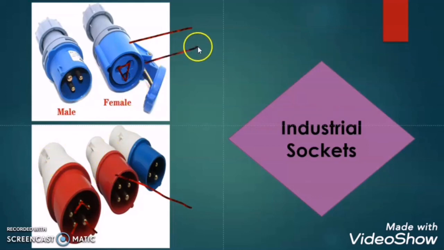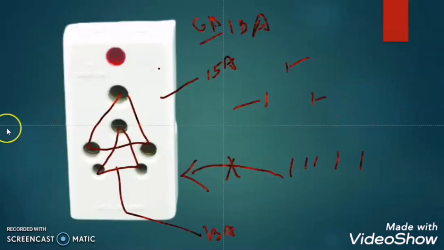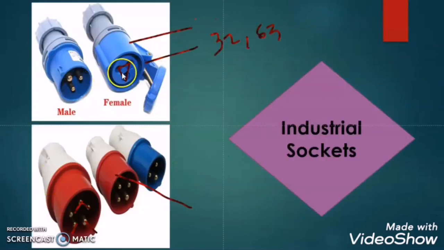And if you have a load of, suppose, 32 ampere or 63 ampere, then you cannot go for these kinds of plugs and sockets. You have to choose the industrial socket which will look like this, and there is another model also. So in that case, you will go for an industrial socket.